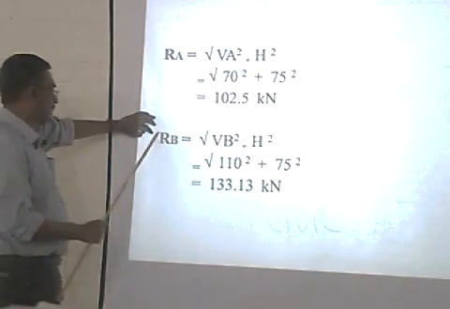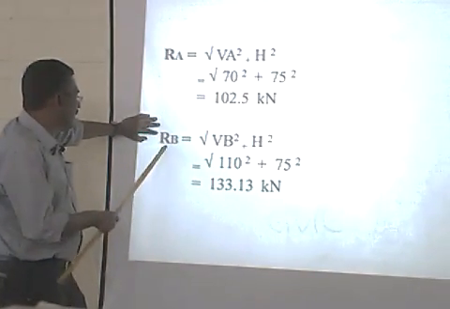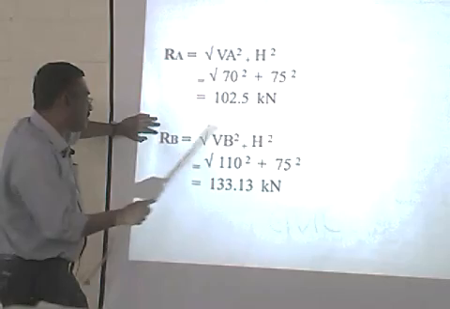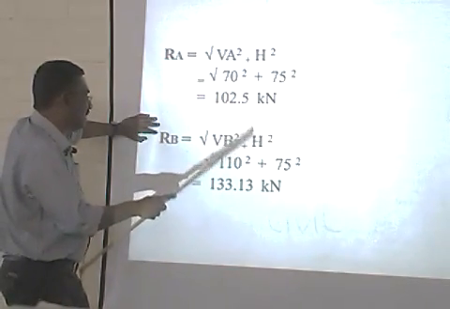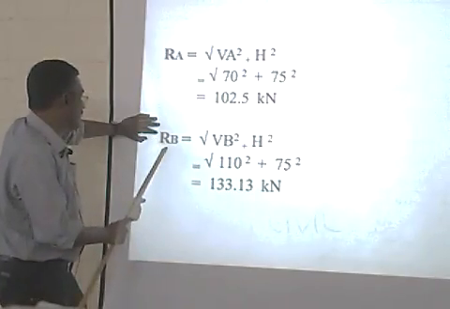Similarly, we can find the resultant reaction at support B also. Here it is the square root of VB square plus H square. Substituting the value of the vertical reaction at B and the horizontal reaction, we can get the value of the resultant reaction at B.